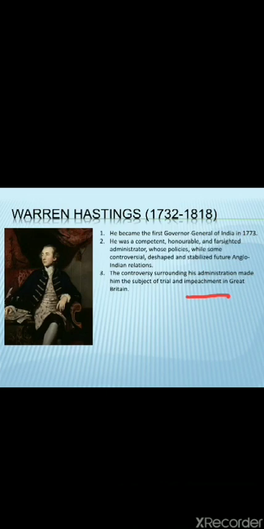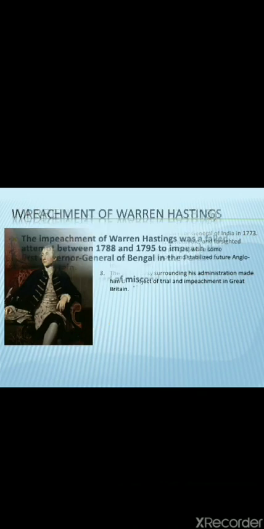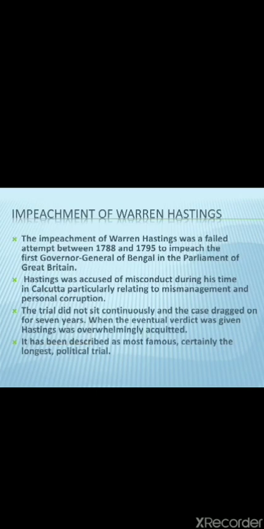Impeachment is a charge of treason or another crime against someone. Again, I repeat, impeachment means a charge of treason or another crime against someone. Or the other word for impeachment is accuse. So, Warren Hastings was accused of a crime in Great Britain. On the left hand side you can see a picture of Warren Hastings. Let's move ahead with the topic. Impeachment of Warren Hastings.